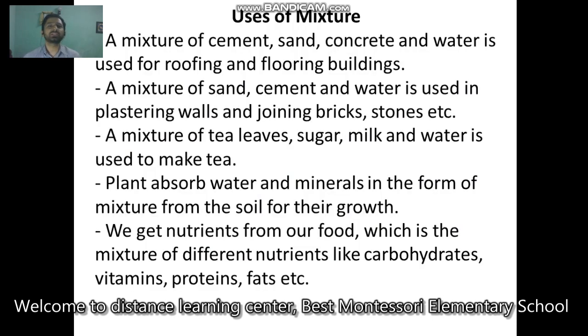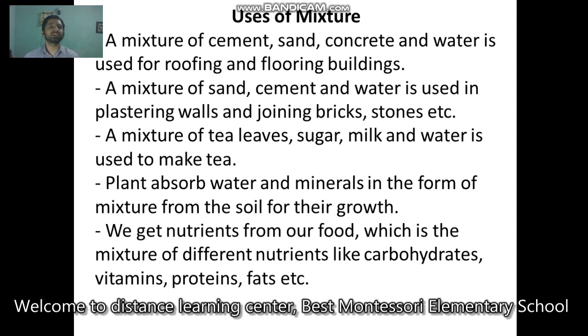Now, uses of mixtures. There are so many uses of mixtures. Our blood is also a mixture. Blood is an example of a mixture. A mixture of cement, sand, concrete and water is used for roofing, flooring, and plastering walls. We drink tea, that is a mixture of sugar, milk, and water. Plants even absorb nutrients from the soil by mixing in the water. We get nutrients from food, which is also a mixture of carbohydrates, vitamins, proteins, and fats.